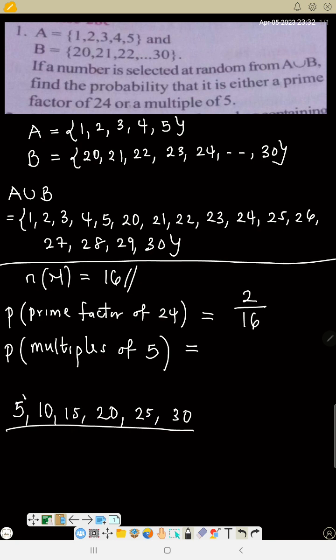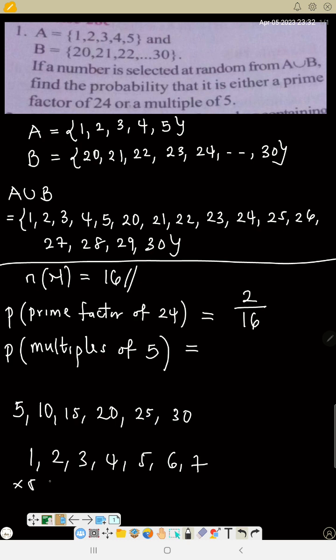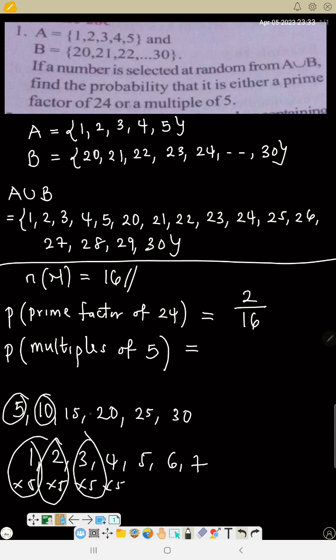So if you multiply all the natural numbers, 1, 2, 3, 4, 5, 6, by 5, you will get the multiples of 5. So 1 times 5, 5. 2 times 5, 10. 3 times 5, 15. 4 times 5, 20. 5 times 5, 25. 6 times 5, 30. So that is how you can get multiples of a number.